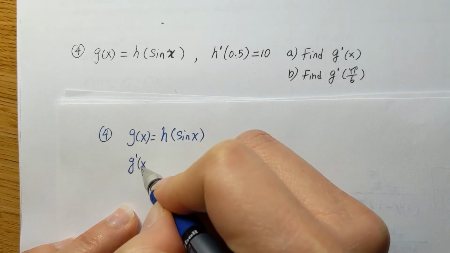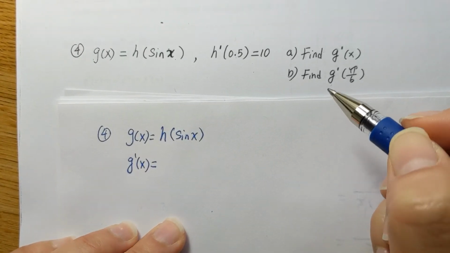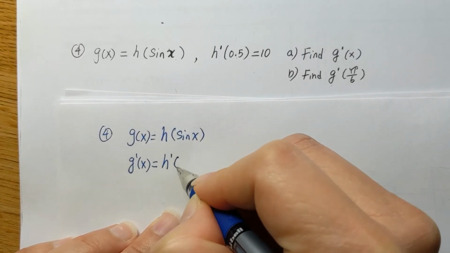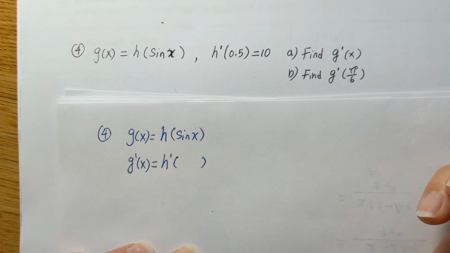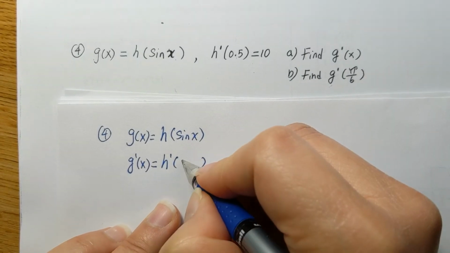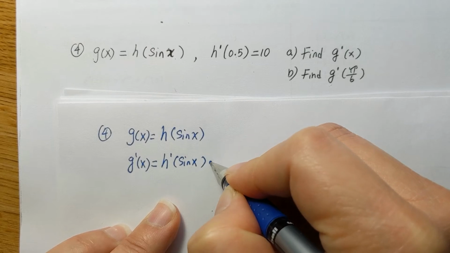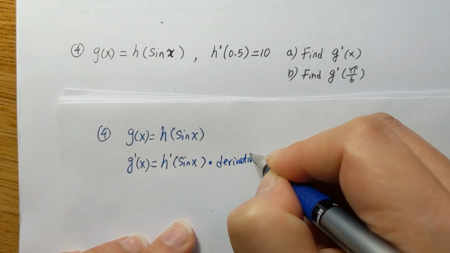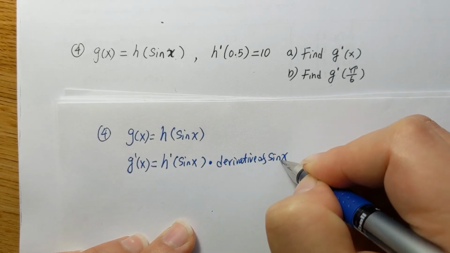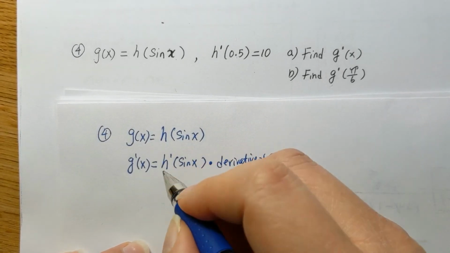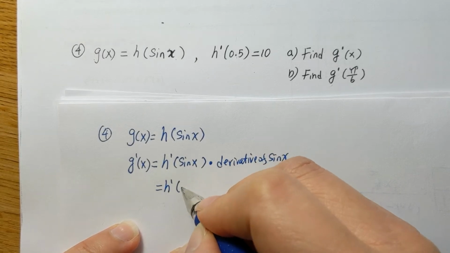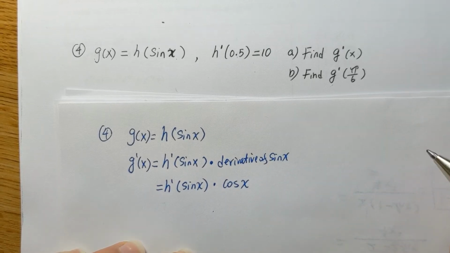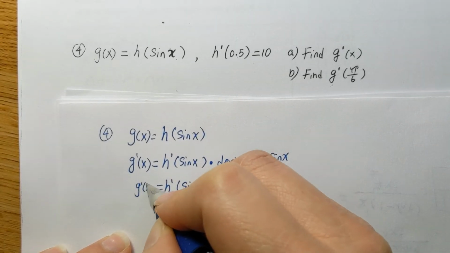To find g prime of x, you're going to do the same thing: the derivative of the outer function, which is h. So you write h prime, parenthesis, and the inner function is sine. So you put sine x, and immediately you multiply the derivative of sine. If you remember, you can write it directly. So it becomes h prime of sine x times cosine x. So we finished part A.